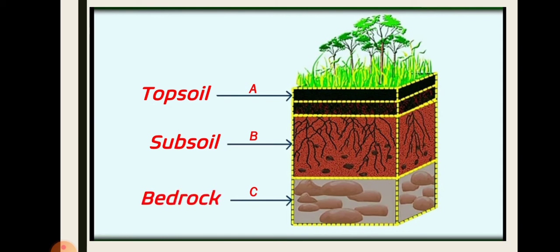C is called the bedrock. It is the bottom layer of soil and is quite deep inside the earth. It has large pieces of rocks. Now you know a lot about layers of soil. That's all for today.